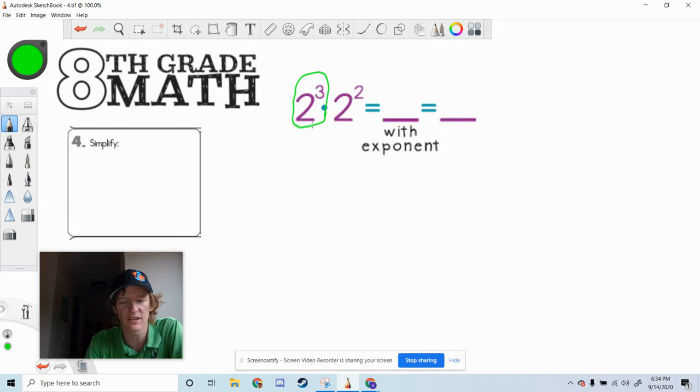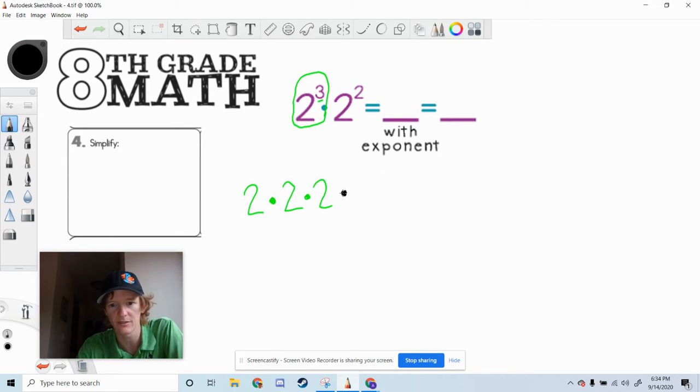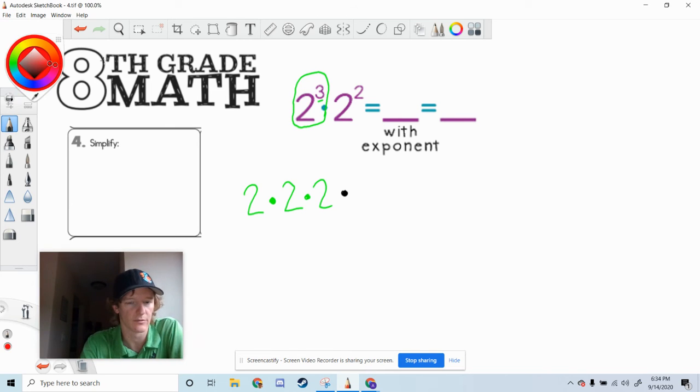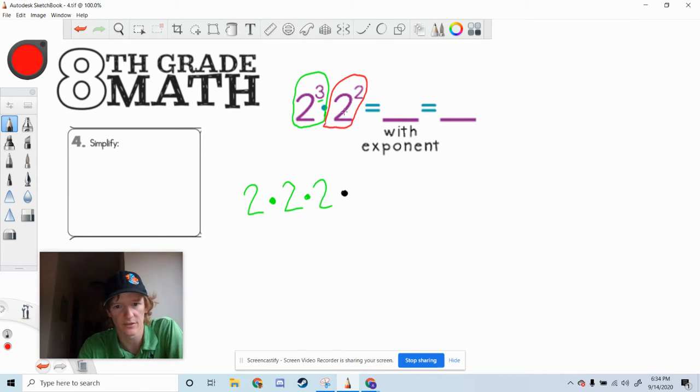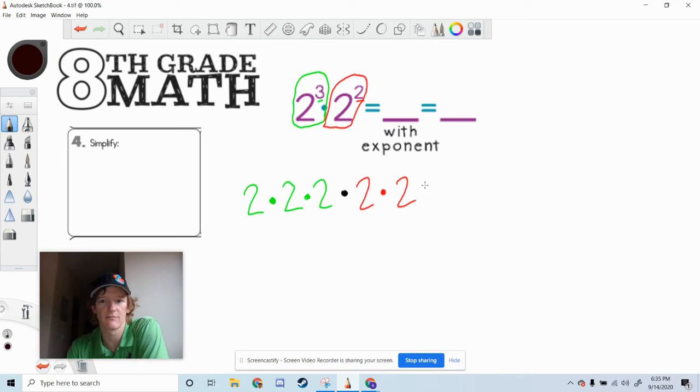This number is this base number, the base number 2, multiplied by itself 3 times. So this is 2 times, and I'll actually use the little dot symbol that they use too. 2 times 2 times 2. Then that expression is getting multiplied with this one, which is 2 multiplied by itself 2 times. 2 times 2. So we need to rewrite this with an exponent.